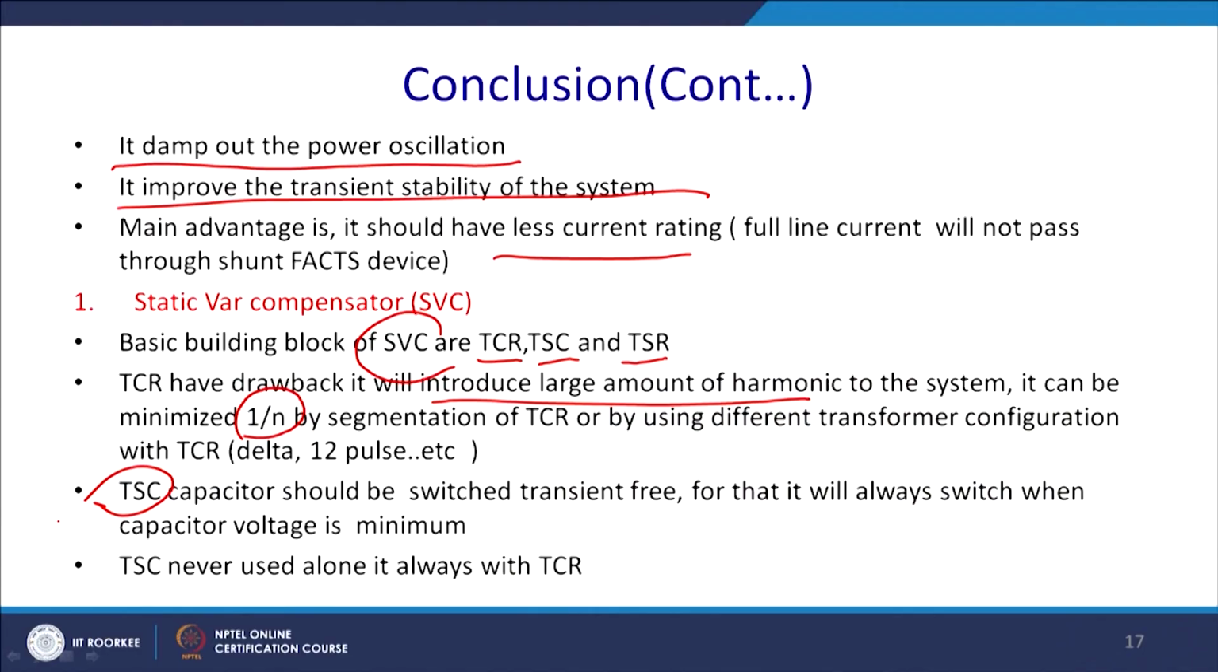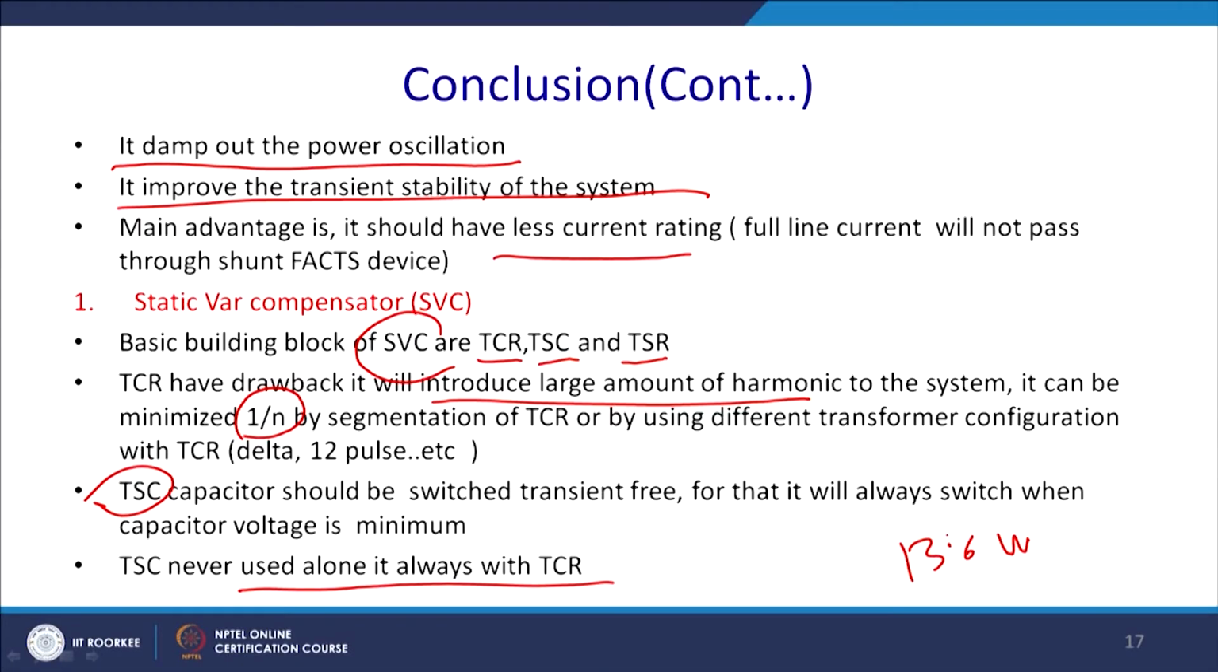Another device we can use is the TCSC capacitor, and it should be switched in transient-free mode. Therefore, you have to wait for the time when the supply voltage and the voltage across this capacitor are the same, or it is at the minimum. TCSC is never used alone; it is always used in combination with the TCR.